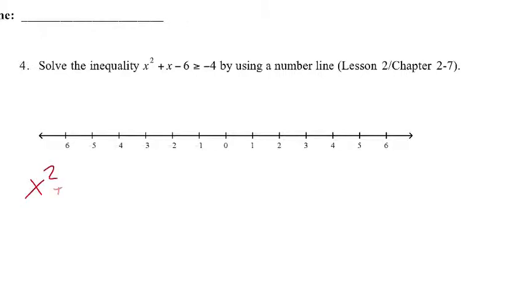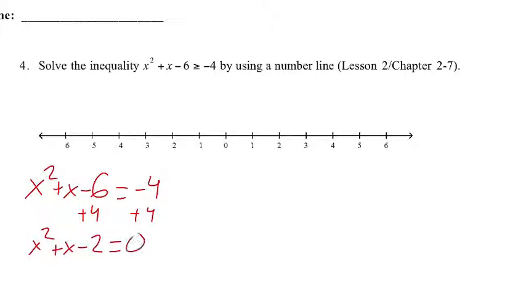So we're going to have x squared plus x minus 6 greater than or equal to, sorry, I just said set it up as an equation. Set it up as an equation, so change the inequality to an equal sign, equals negative 4. I'm going to add 4 to both sides, which gives us x squared plus x minus 2 equals 0.